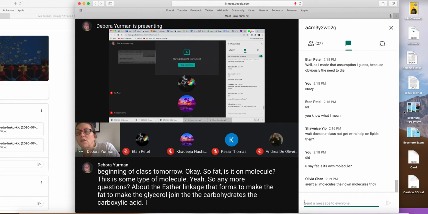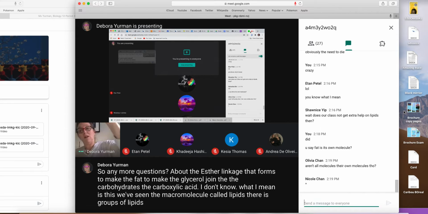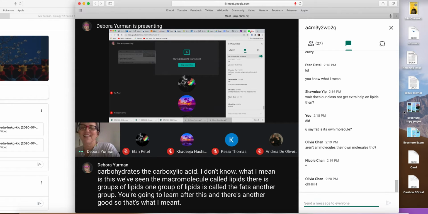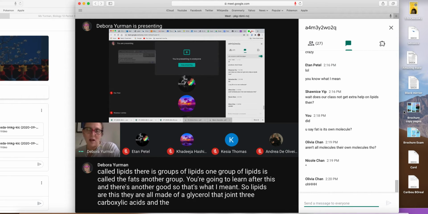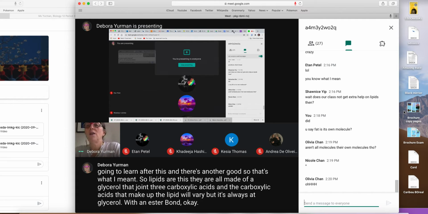Aren't all molecules their own molecules though? What I mean is this. Within the macromolecule called lipids, there are groups of lipids. One group of lipids is called the fats. Another group you're going to learn after this, and there's another group. So lipids are all made of a glycerol that joins 3 carboxylic acids, and the carboxylic acids that make up the lipid will vary, but it's always a glycerol with an ester bond. Okay? So I'll continue.